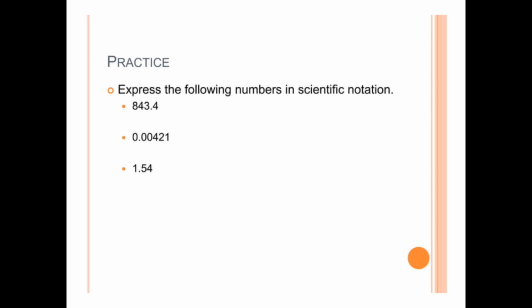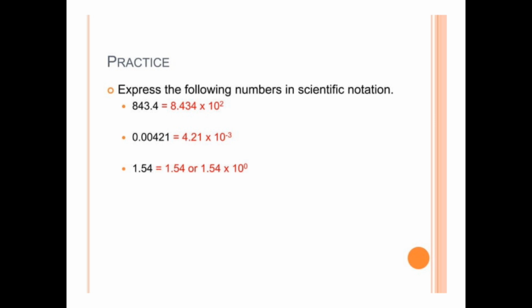Pause this video, put these numbers in scientific notation. Let me see what you are going to come up with. Now, if you have done it very well, the first one will be 8.434 times 10 raised to the power 2. Why? Because expressing them in scientific notation or in standard form is the same thing. This scientific notation is the same thing as standard form in mathematics.